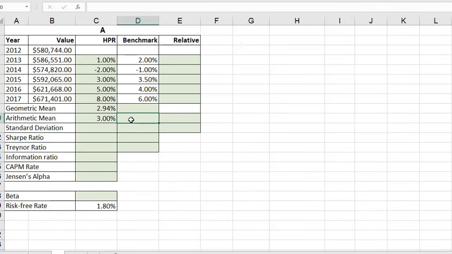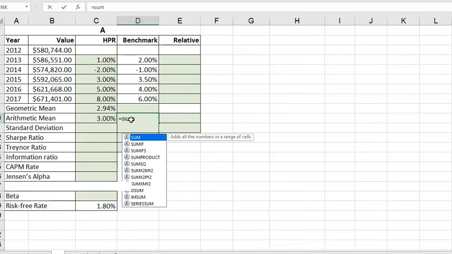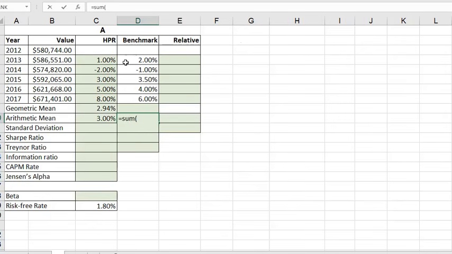So the simple arithmetic mean is easy. It's simply the summation of these returns here, and then we're going to divide by 5, and that would give us our simple mean. So if we look at it, we generated on average 3% per year. The benchmark generated 2.9% per year. So we could say we beat the benchmark over this 5-year period.